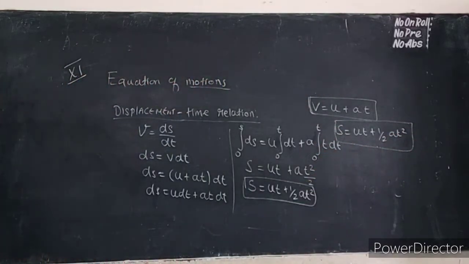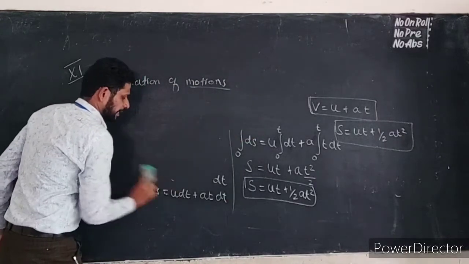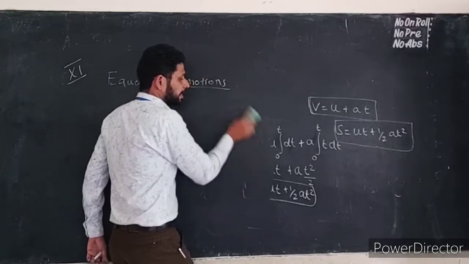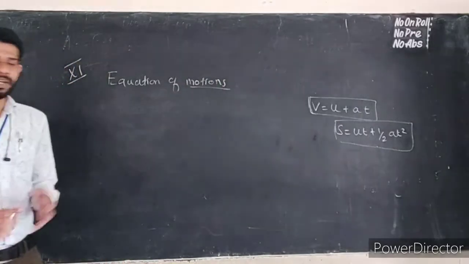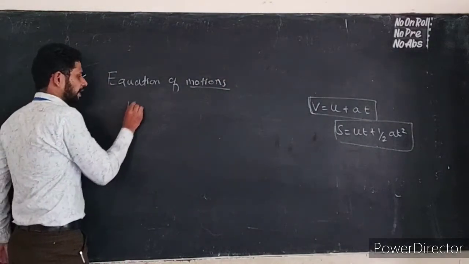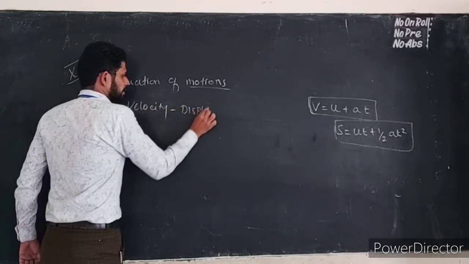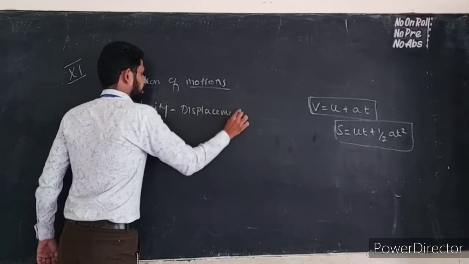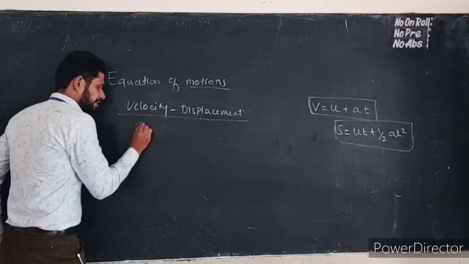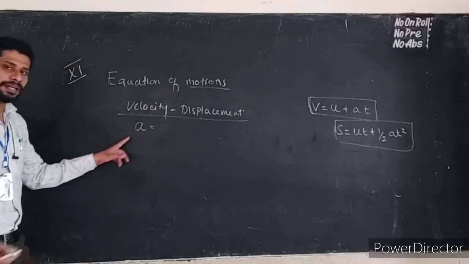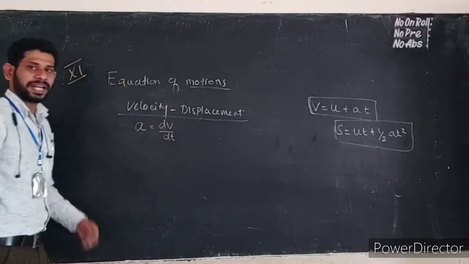The third one is the relation between velocity and displacement. Here we are going to take acceleration in terms of displacement. You know very well what is meant by velocity and displacement. So you know very well about acceleration. What is meant by acceleration? The acceleration is nothing but the rate of change of velocity.